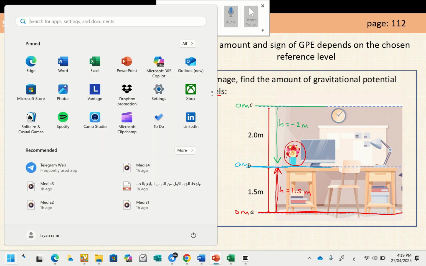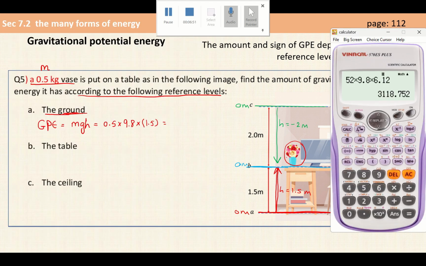Using the calculator, if you multiply 0.5 times 9.8 times 1.5, that gives you 7.35.